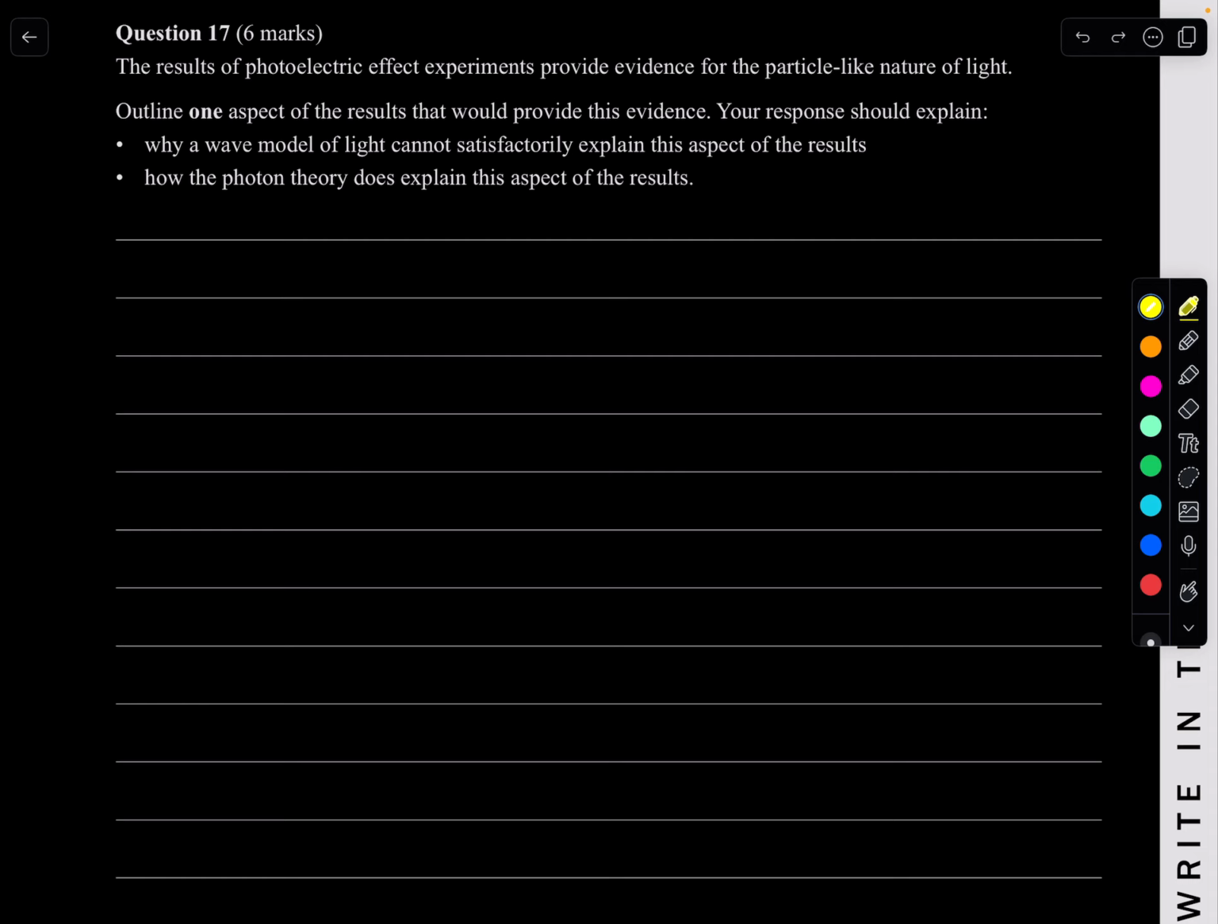The wave model states that waves like that are made out of energy. Imagine this wave carries energy. Say we have an electron here, and for it to be released, it needs energy more than the work function. So imagine that this wave carries energy, and it's going to the electron.